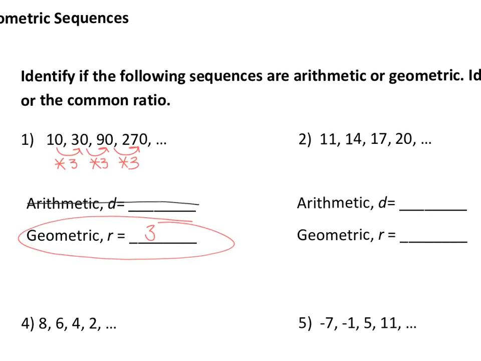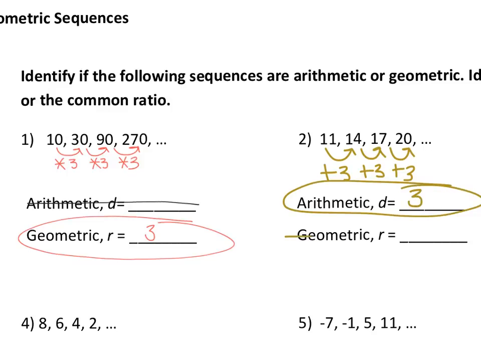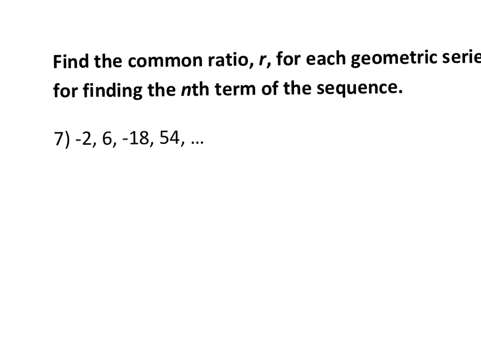So my pattern is 11, 14, 17, 20. So what's happening every time? What am I doing? Good, I'm adding 3. So to get from one term to the next, all I'm doing is adding 3 every time. So if I'm adding 3, does that make this arithmetic or geometric? Yep, that makes it arithmetic. So my common difference is 3, so I'm going to circle that one, and I'm going to mark out geometric.